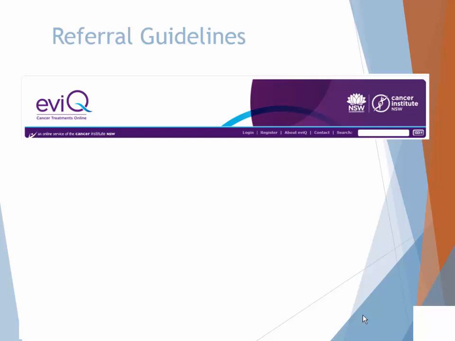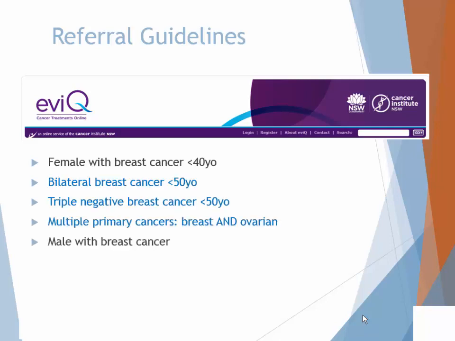So if anyone's concerned about referring to our service, Eviq is an online resource that's freely accessible. You don't have to have a login or anything. It used to, so ignore that. They don't have that anymore. But you can go on and look up the referral criteria. Now these are the referral criteria that are related to breast cancer history.